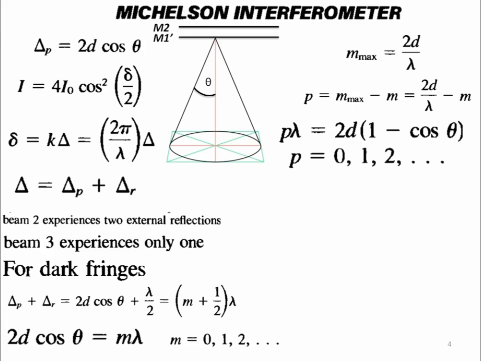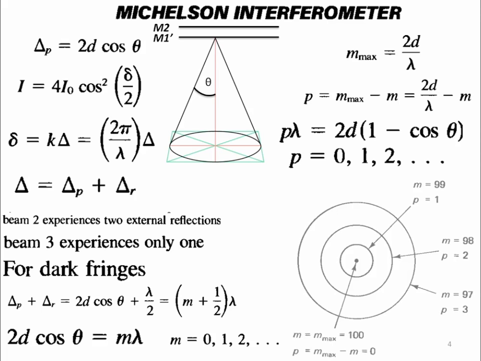Now the values of p will be such that it will be 0 for the central fringe, and it will be 1 for the next to the central, and 2, and so on. So that way we can be consistent with our previous description of interference fringes, or for example, say, the Newton rings we had earlier done. So this is how our fringes will look like.